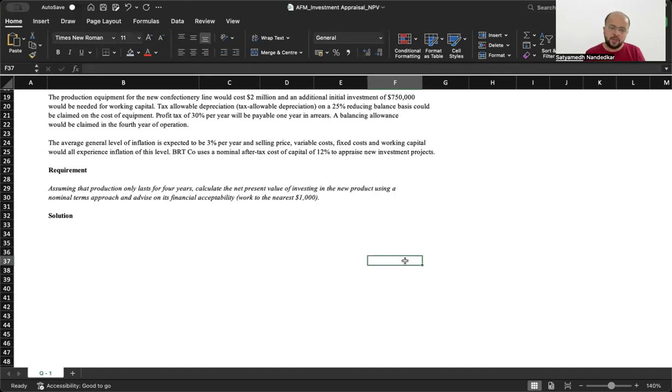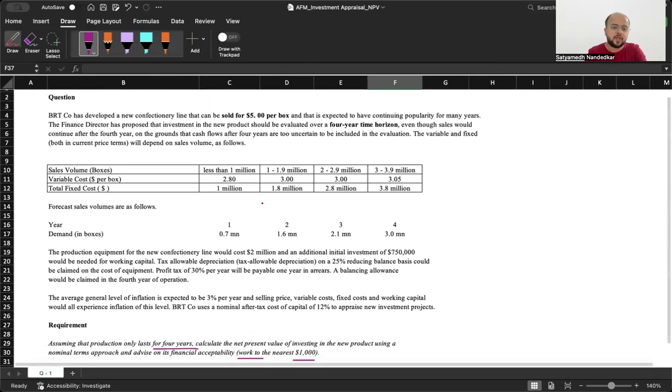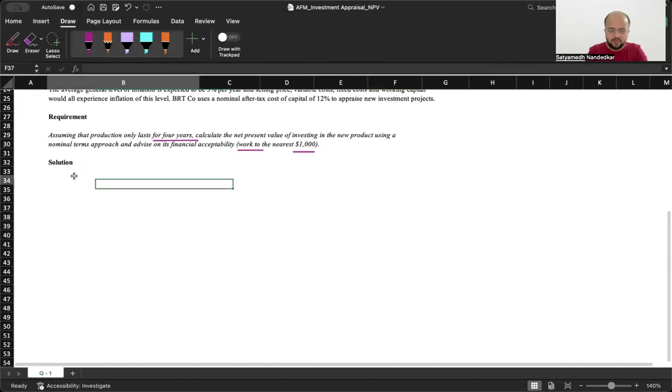Now, assuming that production only lasts for 4 years, always read the requirement first. What does it say? Production only lasts for 4 years. Calculate the net present value of investing in the new product using a nominal terms approach and advise on its financial acceptability. Work to the nearest thousand. This is an important instruction not to be missed. Now, so you know what you have to do here, right?